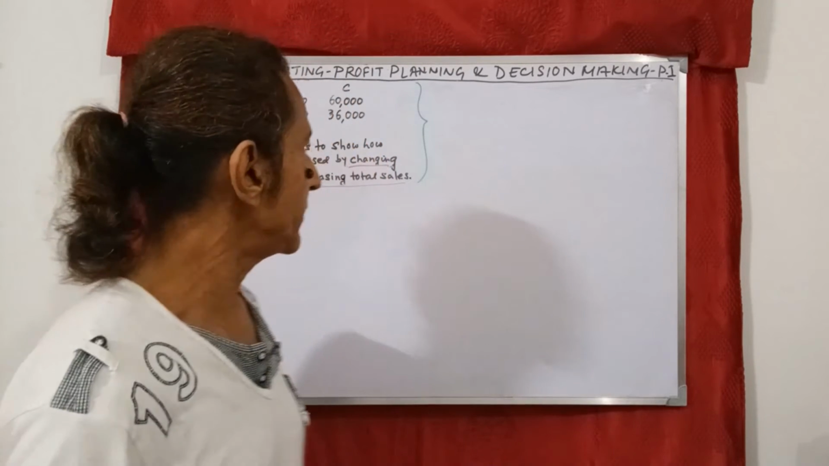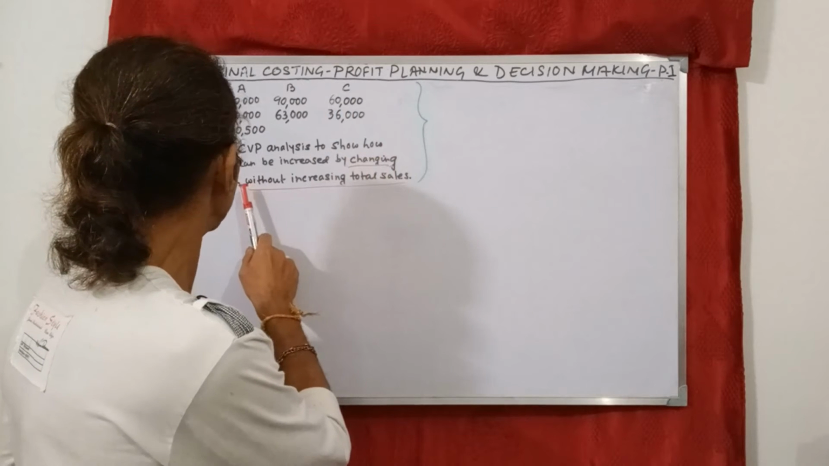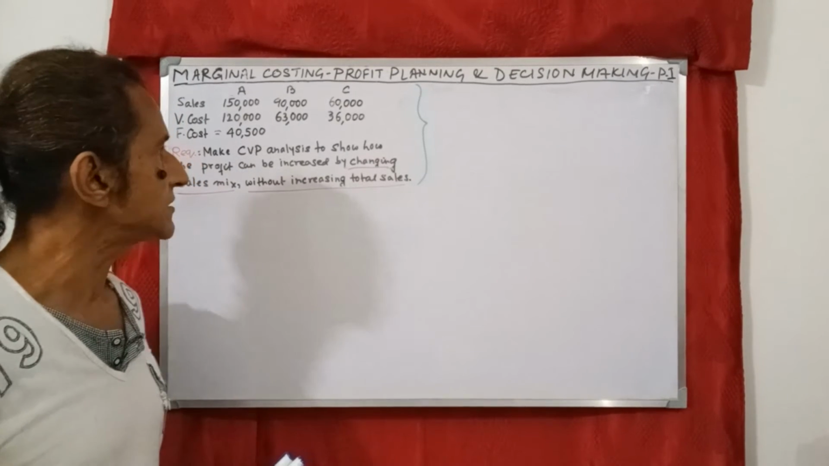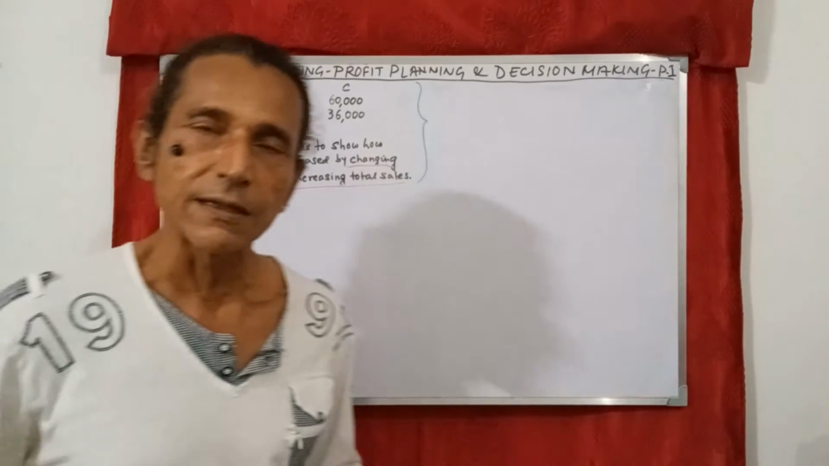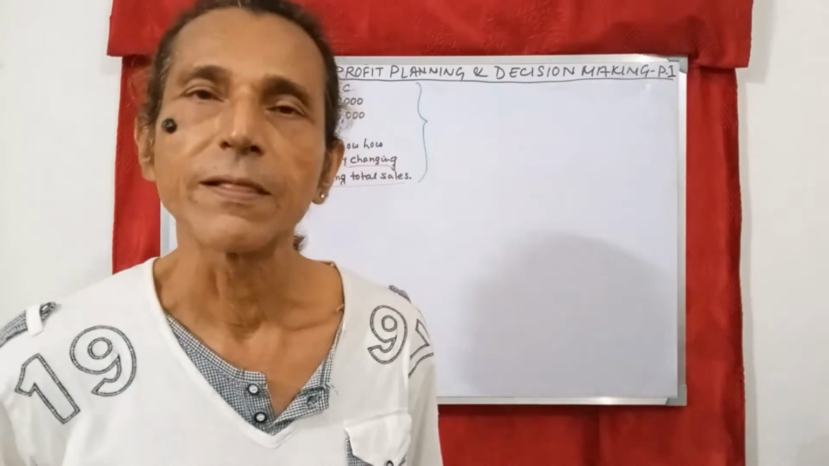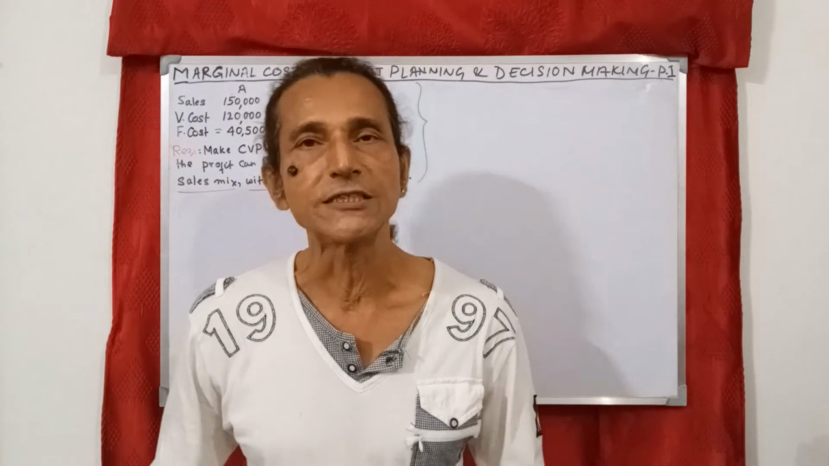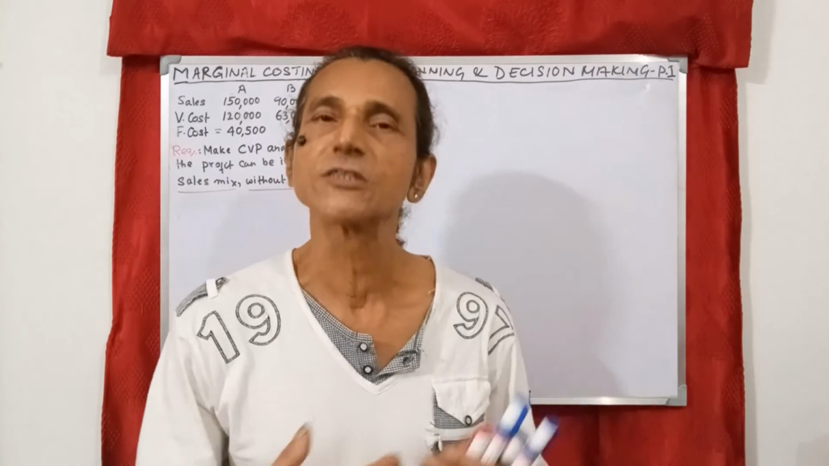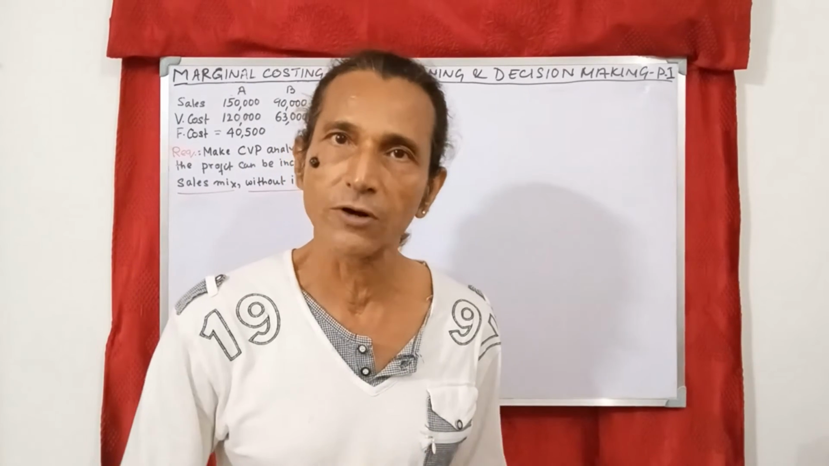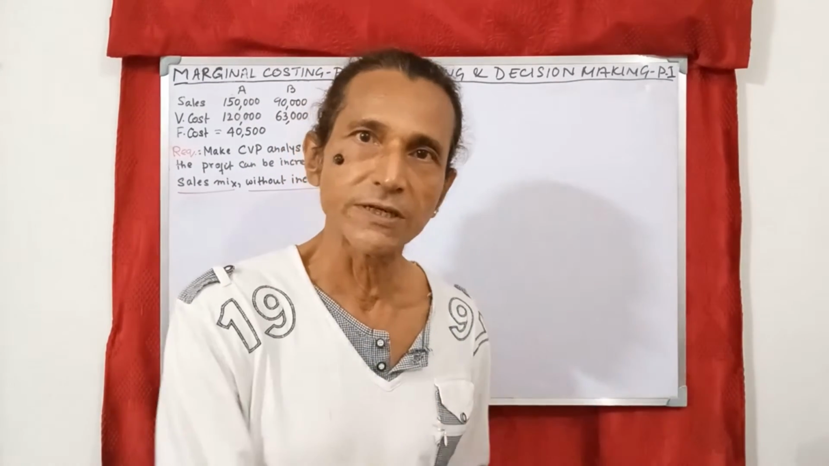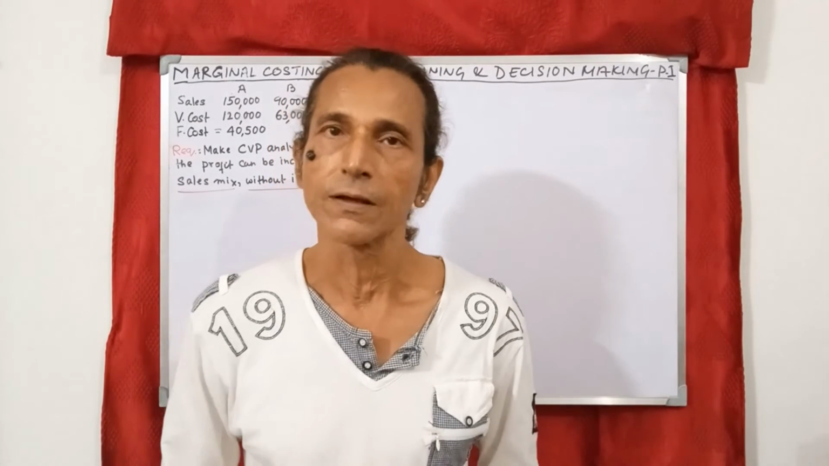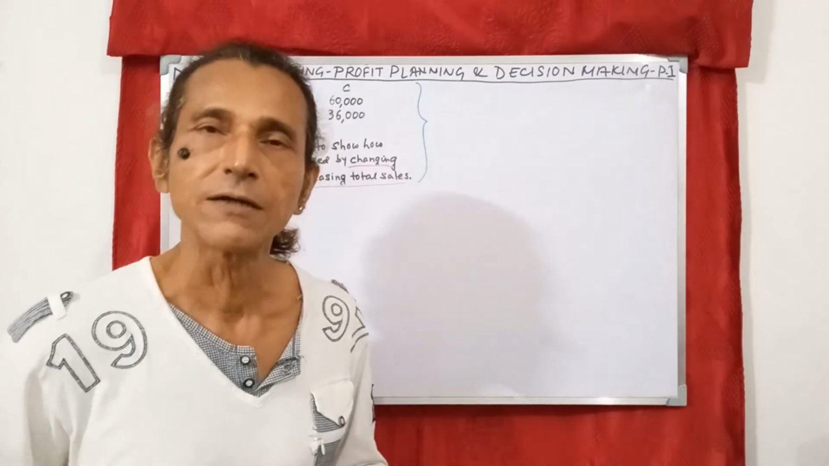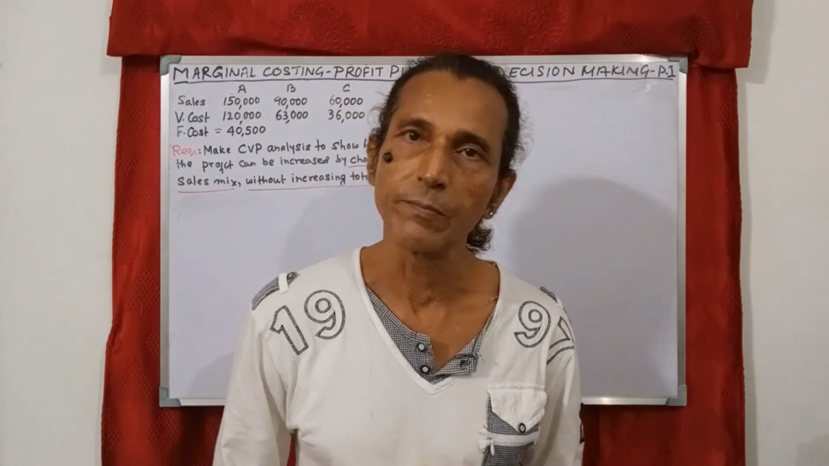Now what does it mean by without increasing total sales? The firm does not want to increase the total sales. That means the firm does not want to deploy additional resources. Instead of deploying additional resources, the firm wants to withdraw some resources from the less profitable products and deploy those resources to the more profitable products. Correct? Now let us see what is the present profitability and what is the proposal of the management.